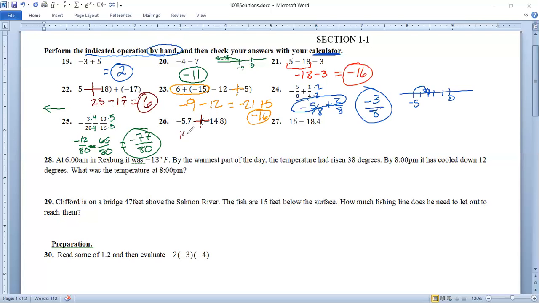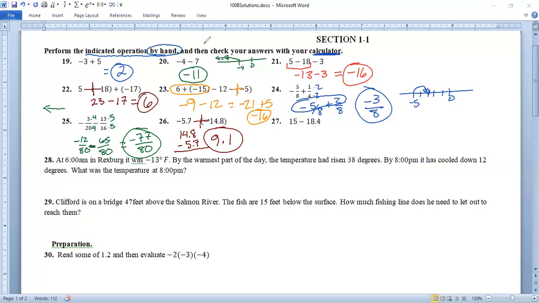Number 26. Negative 5.7 minus a minus, so negative and negative, that's switching direction to positive, 14.8. So that is 14.8 minus 5.7. So they're opposite signs. We're subtracting, and then the answer will end up positive. 8 minus 7 is 1. 14 minus 5 is 9. 9.1 is what we'll get there.